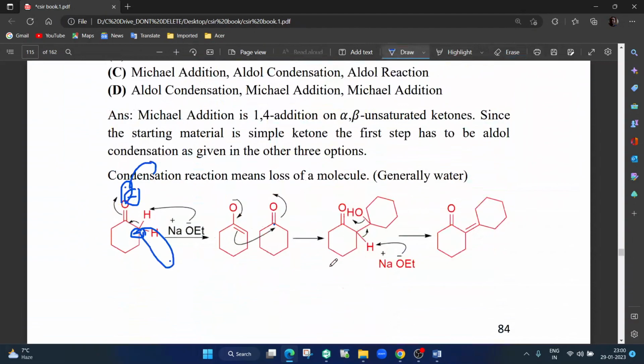Till here it is an aldol reaction, but this OH minus will leave, because sodium ethoxide will pull a proton from here and this OH minus leaves, and you get a thermodynamically stable alpha beta unsaturated ketone. You may get a doubt: this OH minus is a bad leaving group. How does it leave?